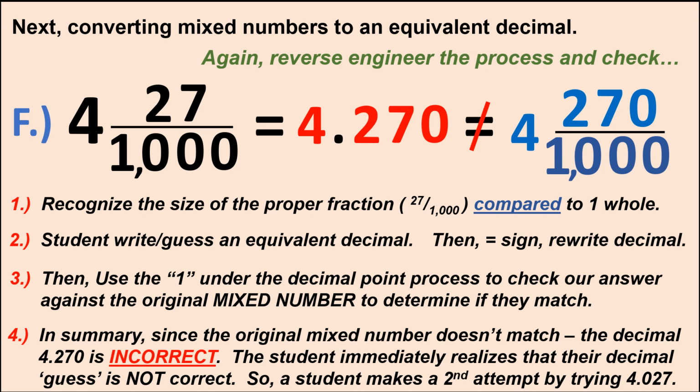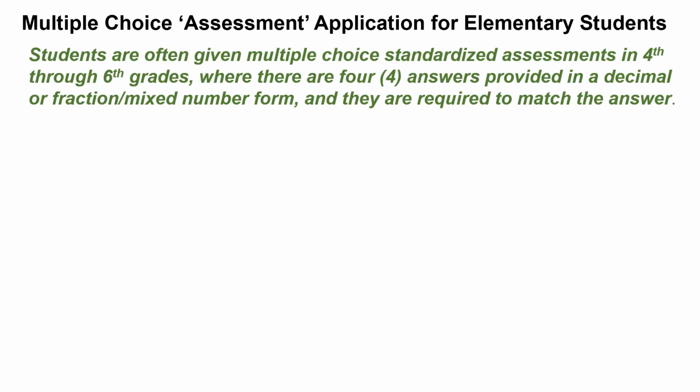The student immediately realizes their decimal guess was not correct. So a student may make a second attempt by trying 4.027. Let's continue our discussion with the multiple choice assessment application. Students are often given multiple choice standardized assessments in 4th through 6th grade, where there are 4 answers provided in a decimal or a fraction mixed number format, and they are required to match the answer.